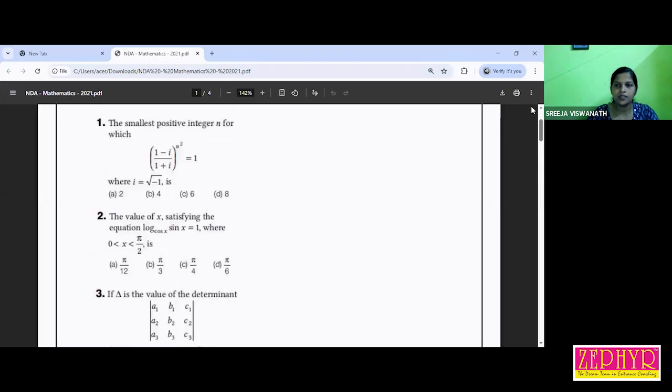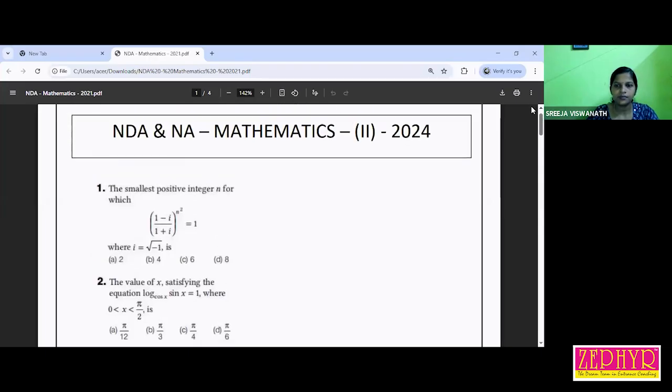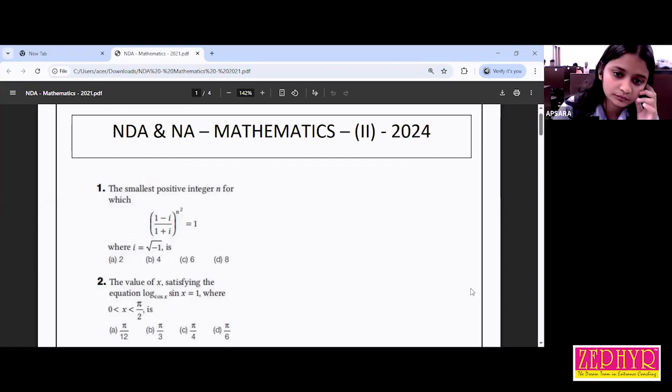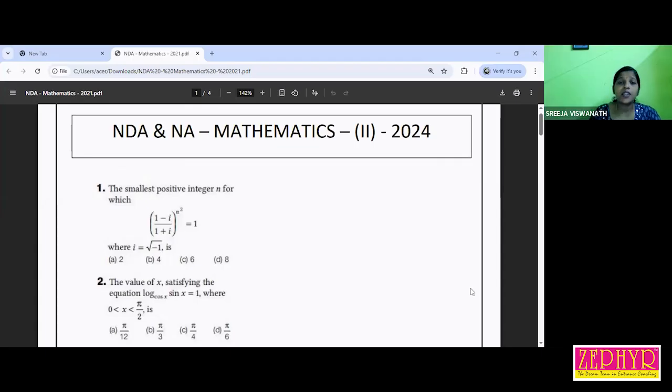Can you see the PDF? Yes. Read the question carefully. Question number 1. This is not 2024, it is a 2021 paper. The smallest positive integer n for which (1 minus i by 1 plus i) the whole power n square is equal to 1. Very easy question.